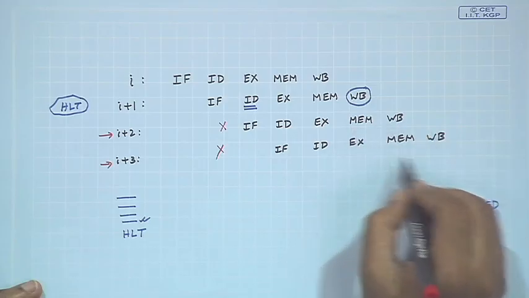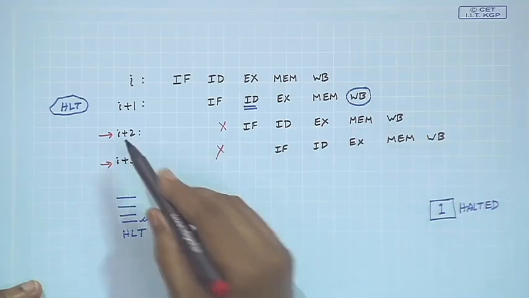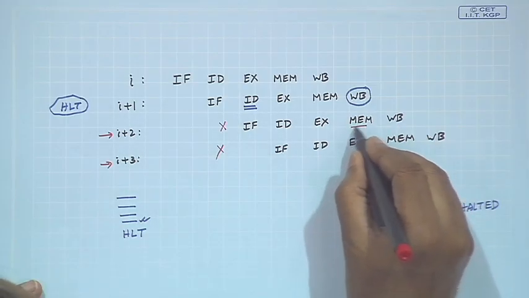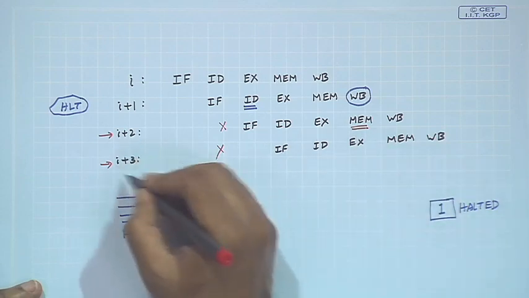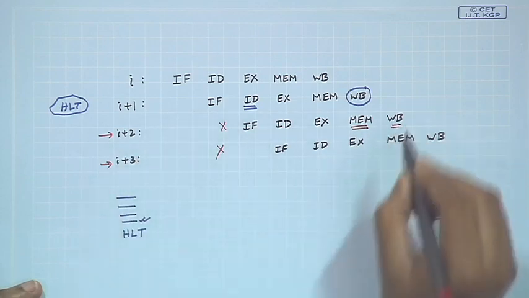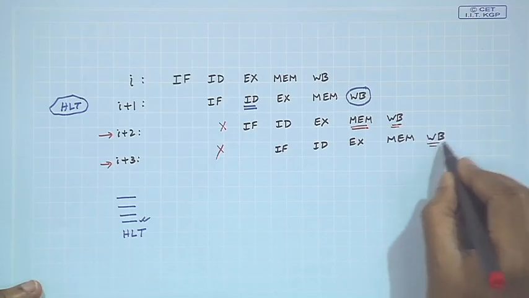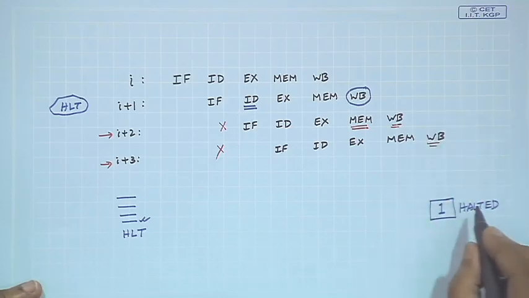So, they will not be doing any write. If it was a store instruction, it will not be writing into memory, and if it is a register instruction, it will not be writing into the register. So, writing will be disabled if this halted state is there.